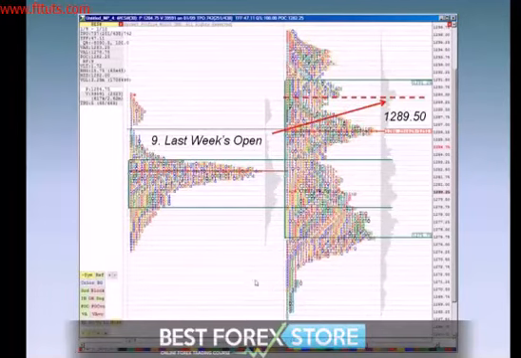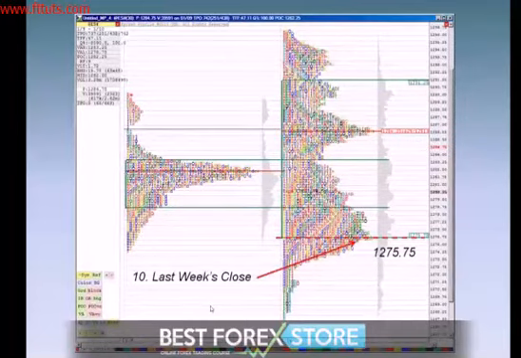All right, now we also want to look at last week's open, where the week opened, at what price. So take a look. Even though the week opened up here, a lot of the activity for the week was actually lower than the open. And of course, we want to take a look at last week's close. Now, the close is actually lower than the open. So if we were looking at a candlestick chart, this would be a red candle for the week.